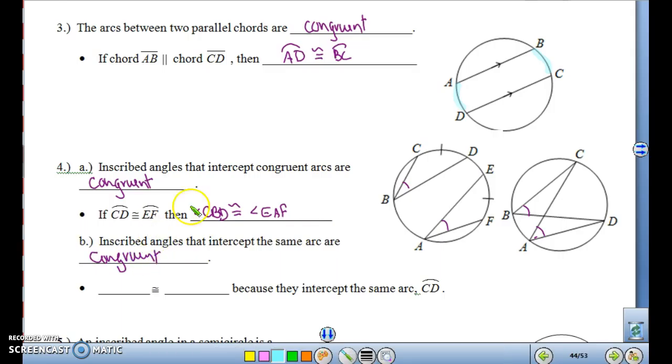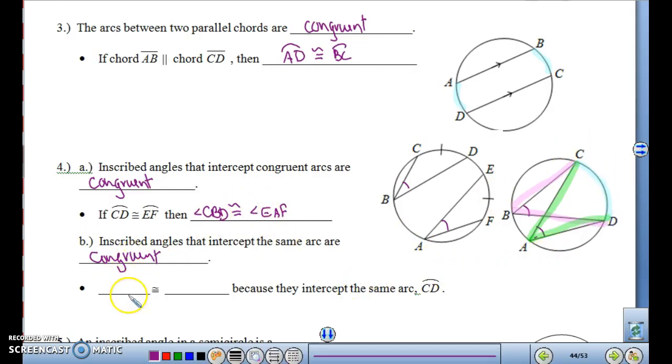So, again, if CD is being intercepted by two different angles, in this case we have angle CBD that intercepts arc CD, but then we also have angle CAD that intercepts arc CD. They're intercepting the same arc, so they're congruent. So angle CBD is congruent to angle CAD because they intercept the same arc, CD.